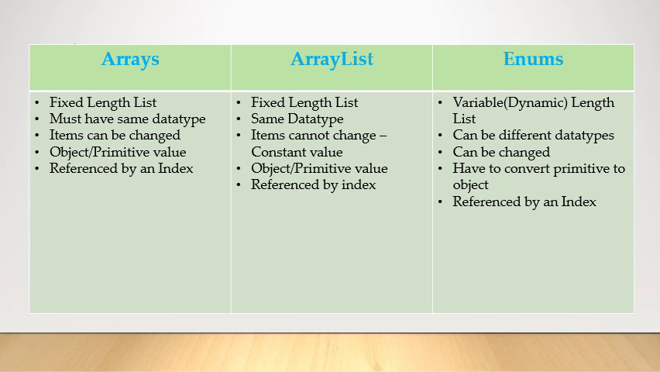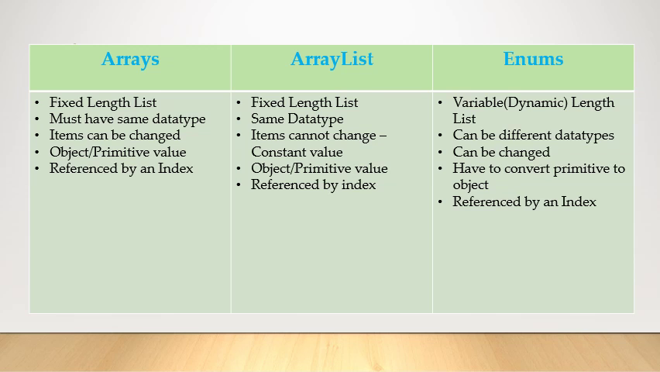Now the next section is arrays, array lists, and enums. Under arrays, they are fixed length lists, and they must have the same data type. The items cannot be changed. The items are object or primitive values, and they're referenced by index. Under array lists, they're also fixed length lists. Same data types. Items cannot be changed because they have a constant value, and they are object or primitive values as well, and they're referenced by index.